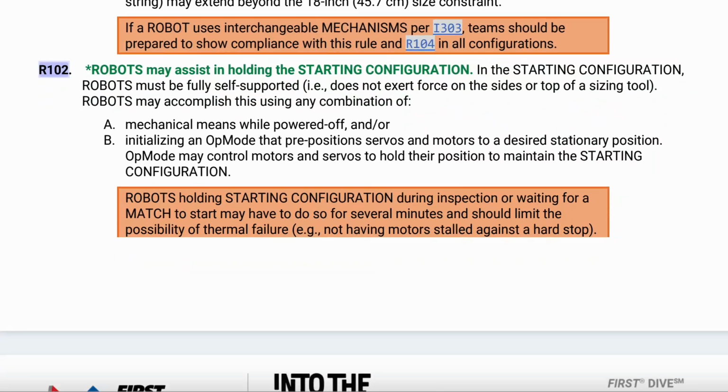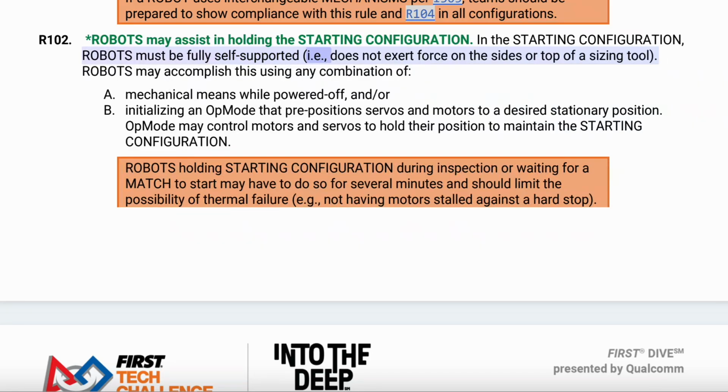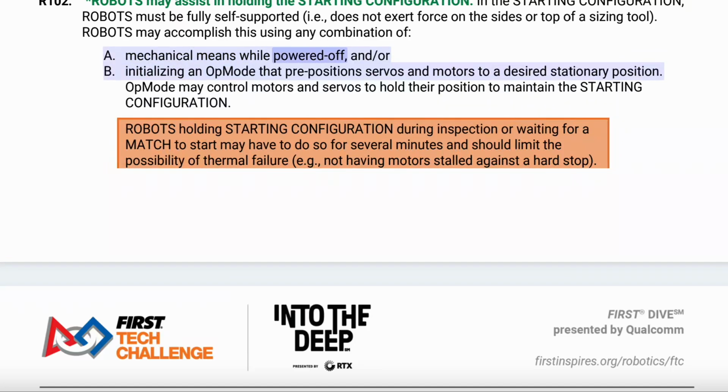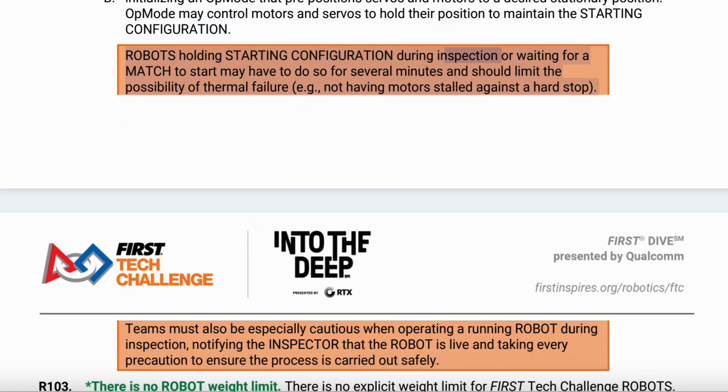R102. Robots may assist in holding the starting configuration. In the starting configuration, robots must be fully self-supported, i.e. does not exert force on the sides or top of a sizing tool. Robots may accomplish this using any combination of A. Mechanical means while powered off, and/or B. Initializing an op mode that pre-positions servos and motors to a desired stationary position. Op mode may control motors and servos to hold their position to maintain the starting configuration. Robots holding starting configuration during inspection or waiting for a match to start may have to do so for several minutes and should limit the possibility of thermal failure, e.g., not having motors stalled against a hard stop.